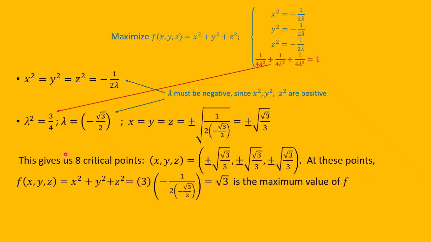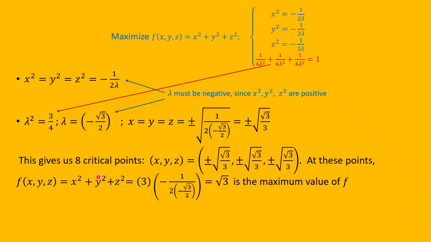Well, in that case, that gives us 8 critical points. X, y, and z have these coordinates. And in each of these coordinates, you can either pick the plus sign or the minus sign. So one solution is the square root of 3 over 3, square root of 3 over 3, square root of 3 over 3. Another solution would be something like minus the square root of 3 over 3, plus the square root of 3 over 3, minus the square root of 3 over 3. So you have 2 choices, 2 choices, 2 choices. That gives us 8 ways to fill in these 4 numbers for a critical point.